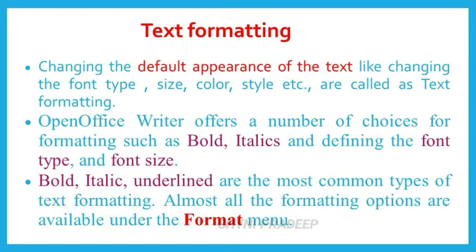What do you mean by text formatting? Changing the default appearance of the text, like changing the font type, size, color, style, etc. are called text formatting. OpenOffice Writer offers a number of choices for formatting, such as bold, italic, defining the font type, font size, underline, and so on. Almost all the formatting options are available under the Format menu.